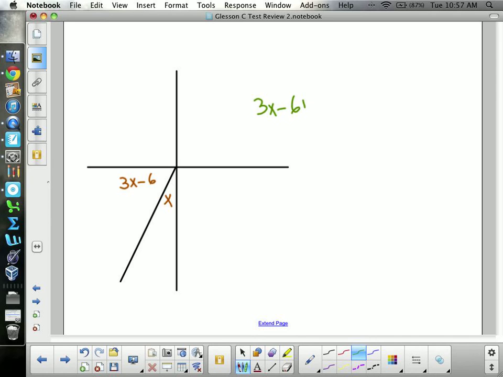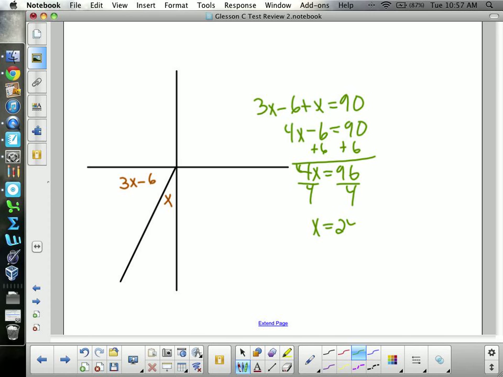So 3x minus 6 plus x equals 90. Combining terms, I get 4x minus 6 equals 90. Adding 6, 4x equals 96. Divide by 4, x is 24. Okay, the algebra I kind of zip through. So there we are. That's the problem. And that's the review for the quiz.